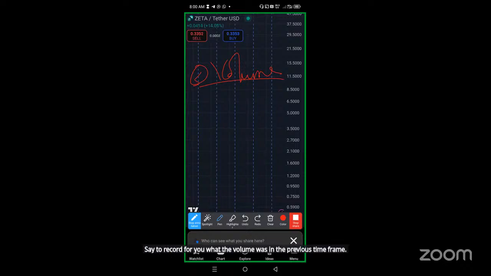So if you choose a 1 hour time frame and then you add it there, whatever information you're going to get would be on the volume of that particular digital asset in the different 1 hour time frames that have passed.